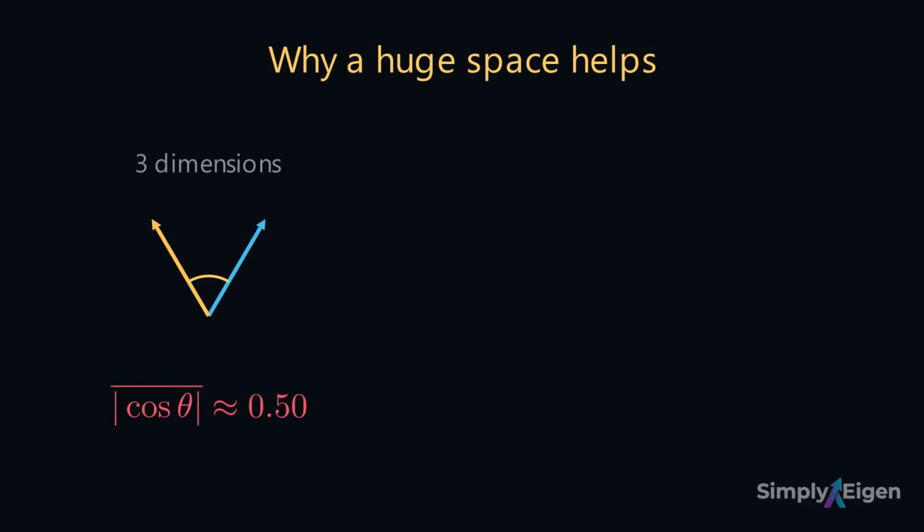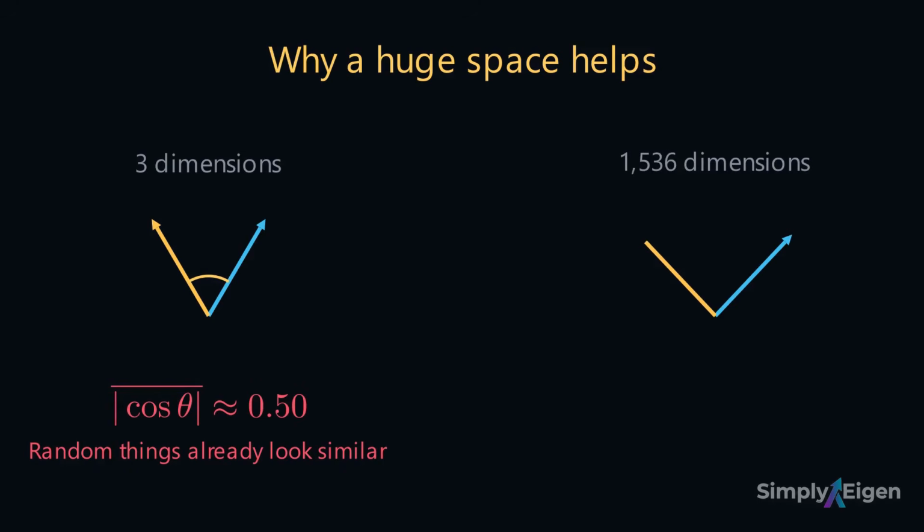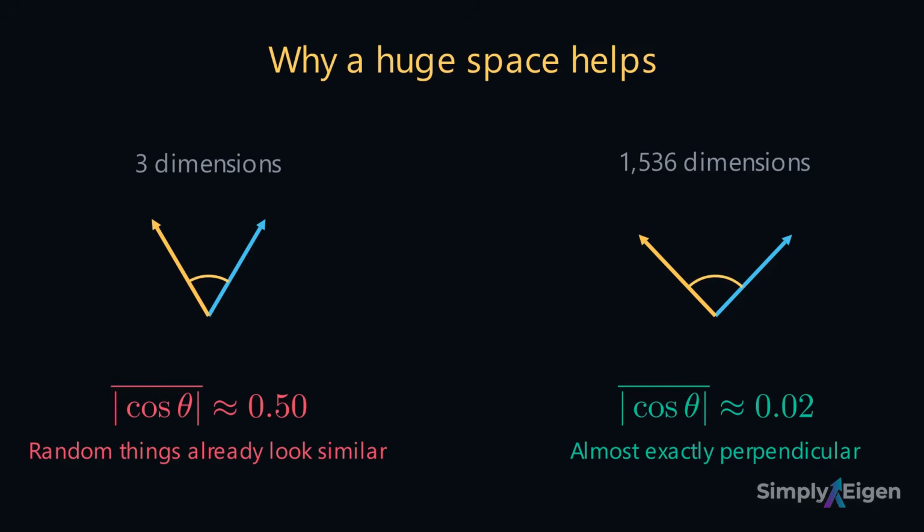And here is the part that almost nobody explains. Why does having a huge space help rather than hurt? Take 2 completely random directions in 3 dimensions and measure the cosine between them. On average, you get about 0.5. Random things look fairly similar, purely by accident. Now do the same in 1,536 dimensions. The average falls to about 0.02. In a space that big, 2 random directions are almost exactly perpendicular.